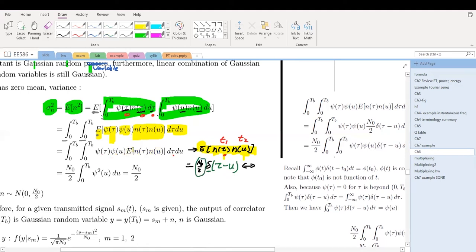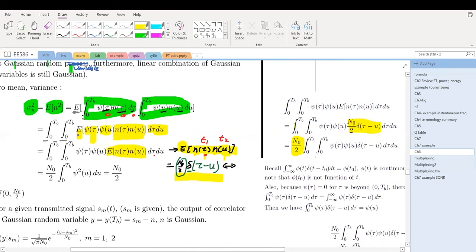The expectation, this term is replaced by this term. So I have it here. This is still a double integral. I take N naught divided by 2, this constant, out. So this is still a double integral here.